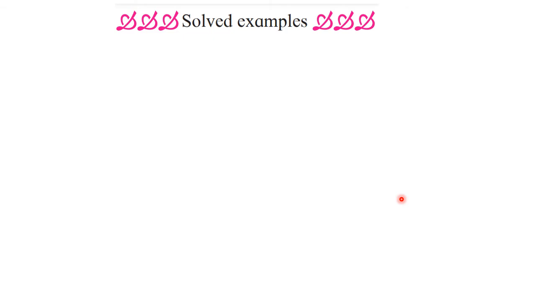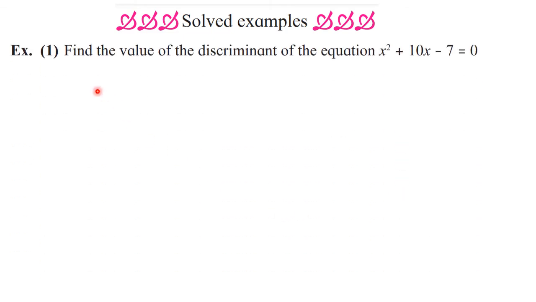Okay. So let us see the first one here. Find the value of discriminant of the equation x square plus 10x minus 7 is equal to 0. We have to find the value of discriminant, that means delta, which is equal to b square minus 4ac.